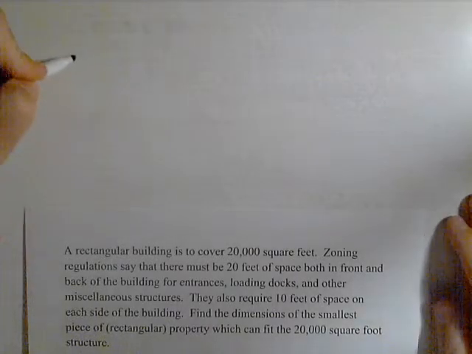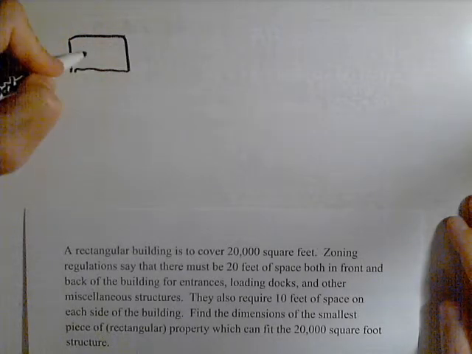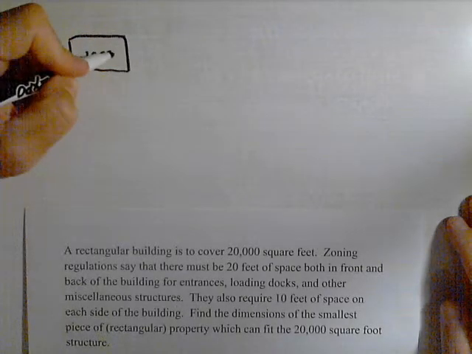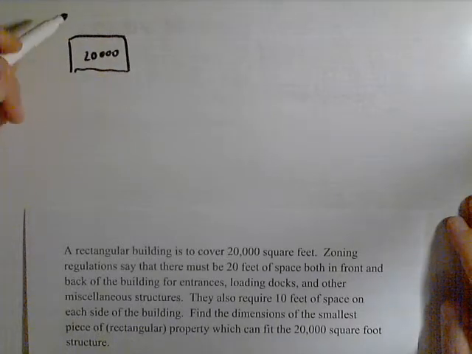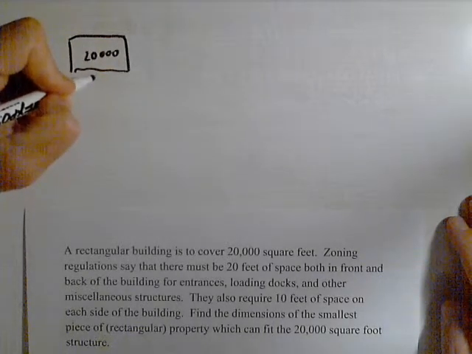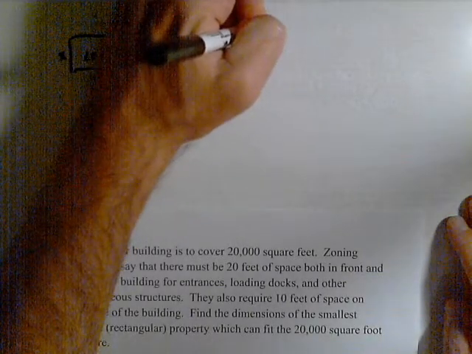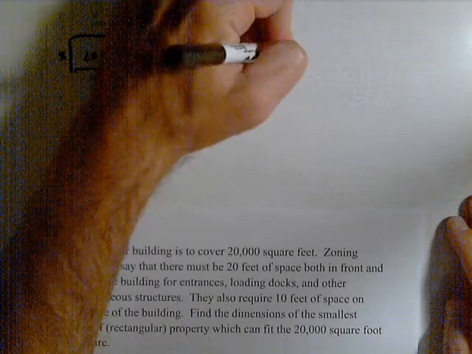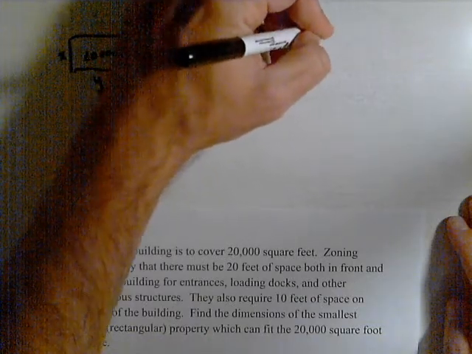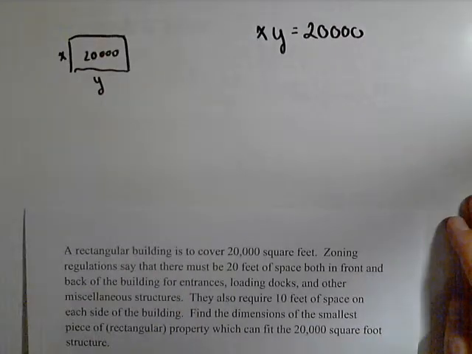So we have our building, which we know has to be 20,000 square feet, and then zoning, let's say, we don't know its area, so let's maybe call this y and this side x. So we know that x times y has to equal 20,000. So that's our constraint.